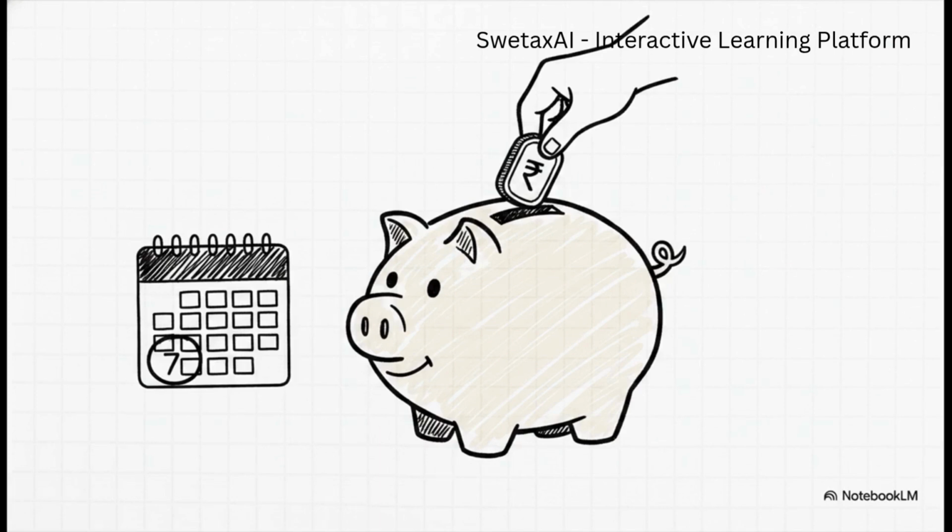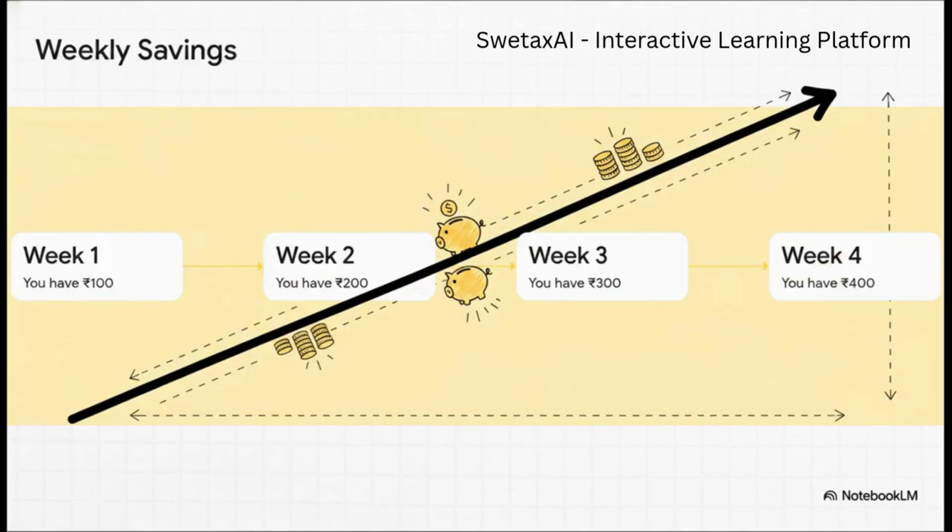Just imagine you've decided to start saving money, and you put aside exactly 100 rupees every single week, no matter what. I mean, the pattern here is super obvious, right? After week 1, you've got 100. After week 2, 200. By the time you hit week 4, you're up to 400. It's totally consistent, super predictable, no curveballs here.